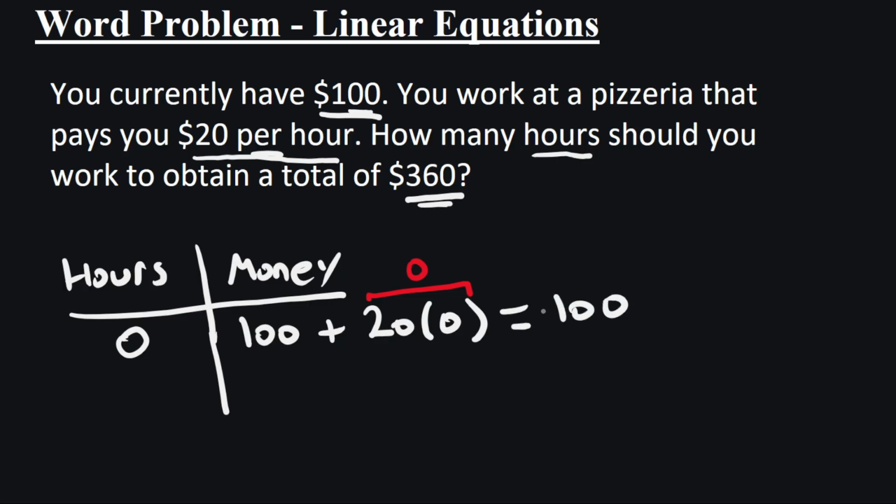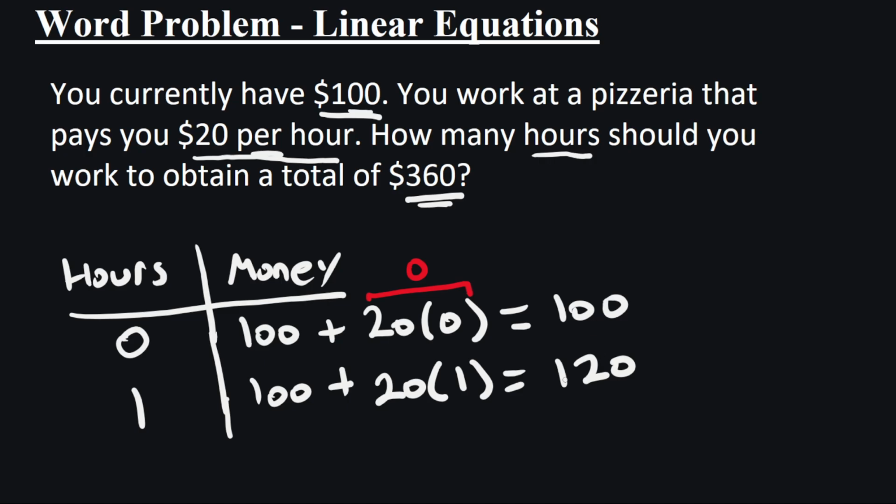So if we don't work at all, we have $100. Okay, so what if we work 1 hour? Then what does that come out to? Well, there's the 100 we started with, and then we add our $20 wage times how many hours we worked. So 20 times 1 is 20, and 100 plus 20 is 120.